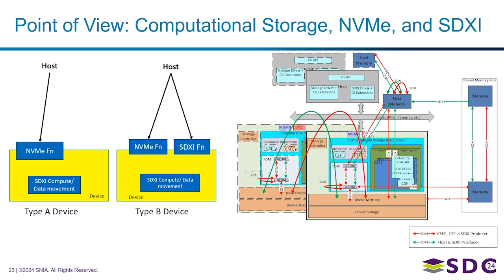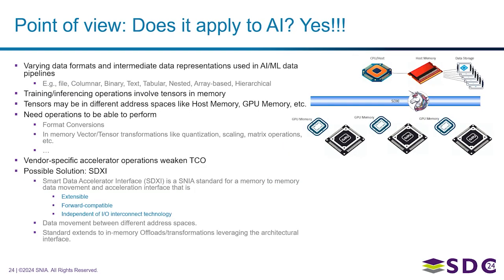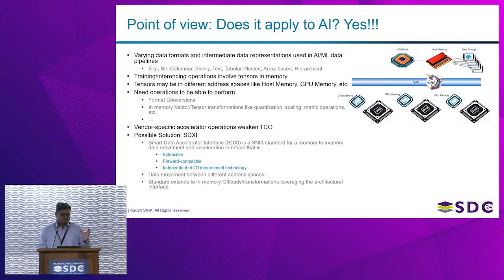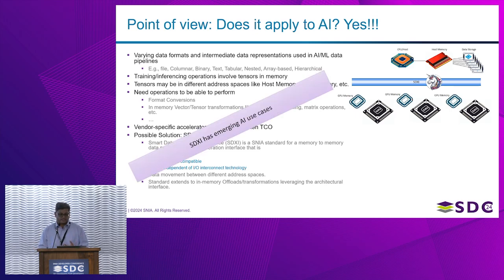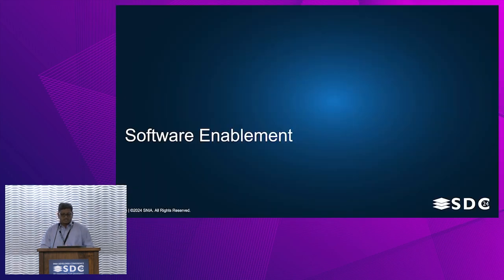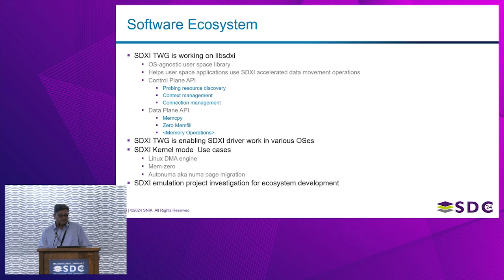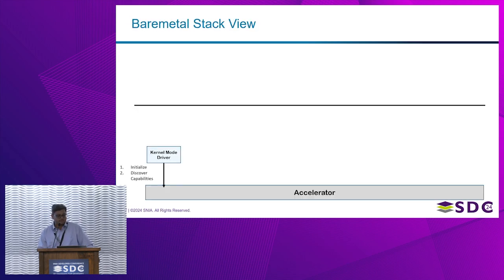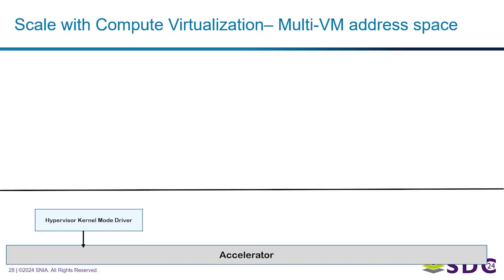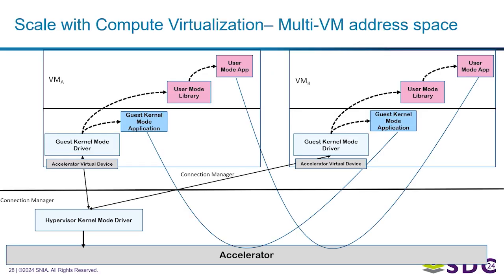This is a picture that was shown previously on how computational storage, NVMe, and SDXI flow together with the different data movements. What about AI? There are tons of applications of AI. All your tensors are in memory, and all your manipulations and format conversions can happen in memory. So there are lots of use cases. The ecosystem is developing. We have the libSDXI library that the work group is working towards. We are also enabling the Linux kernel driver. And then we have lots of use cases where applications can use this.